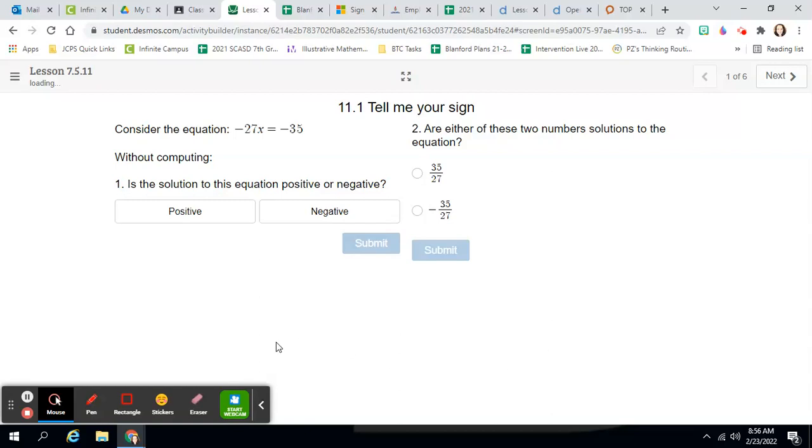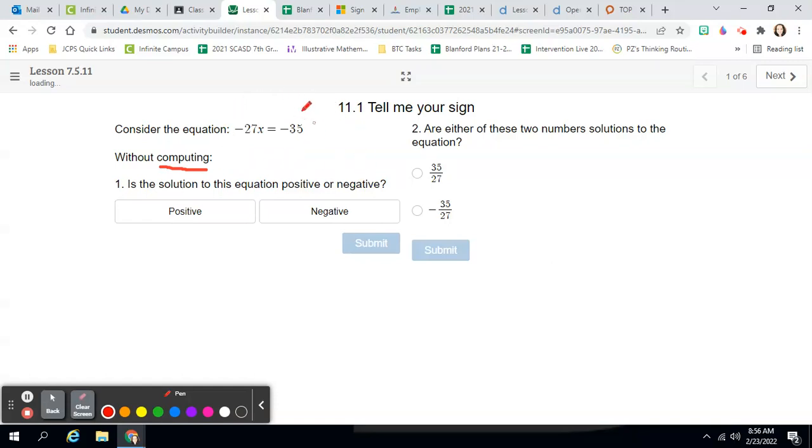So the very first thing you're asked to do is to take a look at this equation, negative 27x equals negative 35. And notice it says without computing. Computing simply means actually solving for the answer. So you don't have to find the real answer. Is the solution positive or negative?